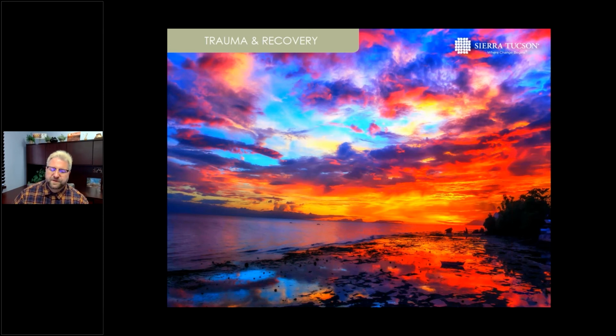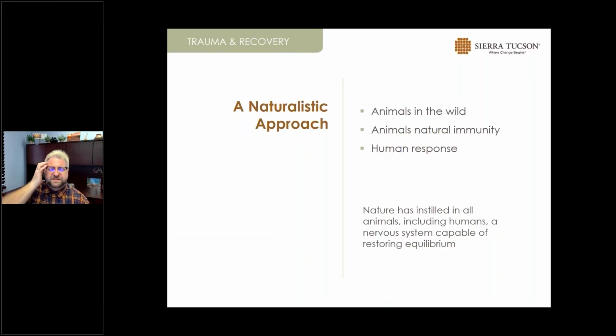The naturalistic approach is the way we relate to animals in the wild, in that animals in the wild, they do not have a way of hindering their nervous systems. They actually allow their nervous systems to do whatever their nervous systems do regardless. They have that sense of resiliency, whether they want to or not, because they have to for survival. They have the natural immunity just like we do.